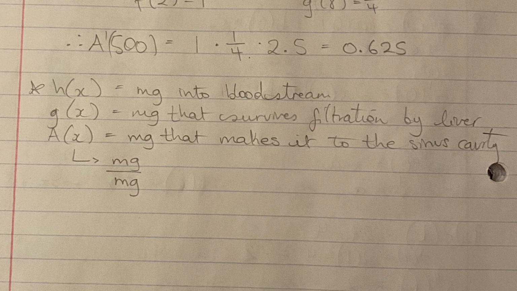So A prime of x will be in milligrams per milligram, the units for A prime of x. And we know that because in substituting 500 milligrams, we can see that for a dose of 500 milligrams, the amount of antibiotics that arrive at the sinus cavity is 0.625 milligrams for each milligram taken orally, right? So only a little bit more than half a milligram.